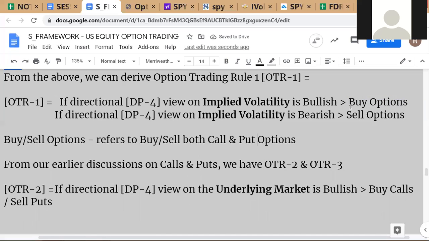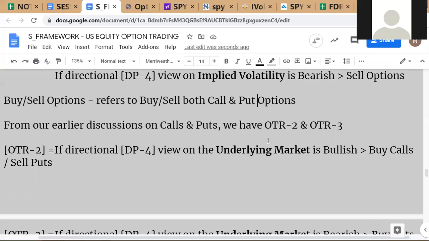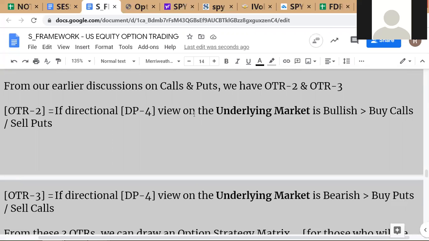Okay, so when you say buy options, we're talking about both calls and puts. But now you may be a little confused: should I buy call or put? Because in practice, you can do both, but you may want some more refinement. So now we're talking about how to refine further, OTR 2.